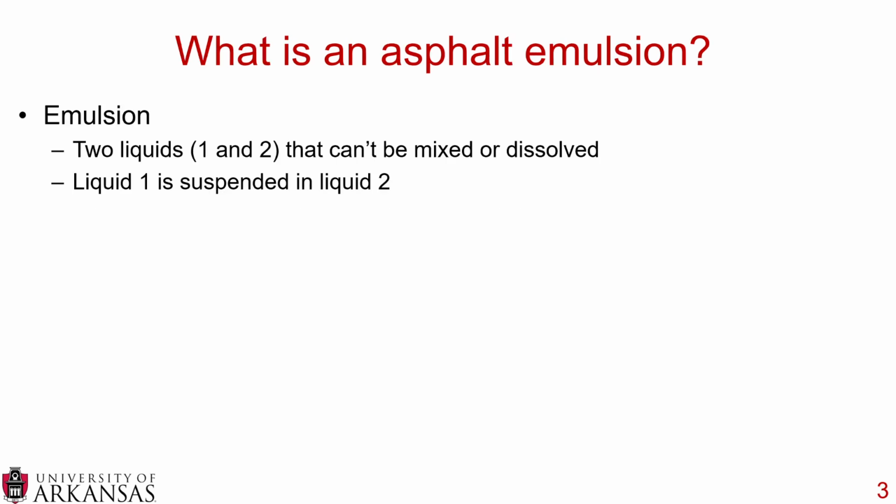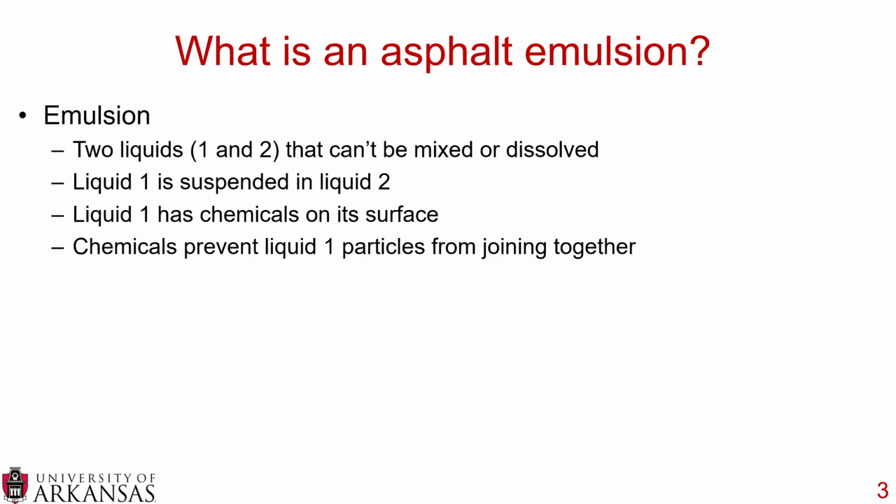Let's start out by defining an asphalt emulsion. And before we define an asphalt emulsion, let's just define an emulsion. An emulsion is two liquids, which can be liquid 1 and liquid 2, that cannot be mixed or dissolved. Liquid 1 is suspended in liquid 2. Liquid 1 has some sort of chemical on its surface, and the chemical prevents liquid 1 particles from joining together. So this is a general definition of any emulsion.